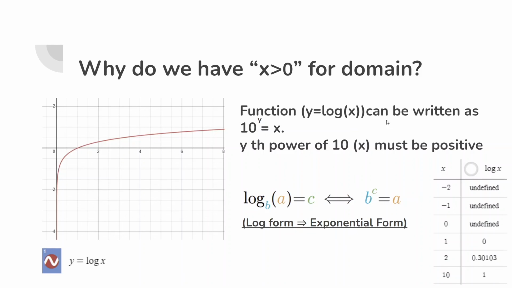If you look at the table here, when x is a negative value, such as negative 2 or negative 1, or even 0, log of x is undefined. And if x is a positive number, then the y value, or log of x, exists in real numbers.